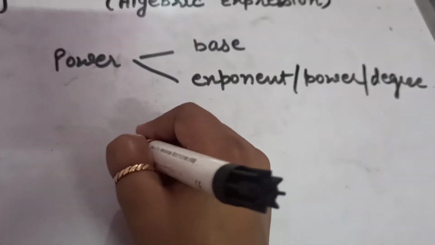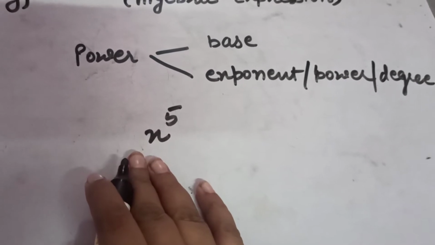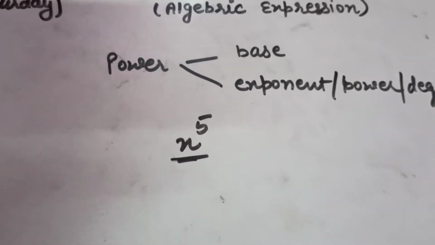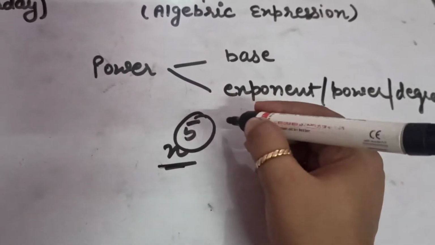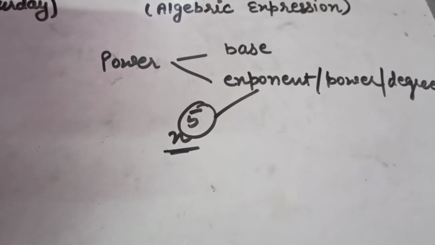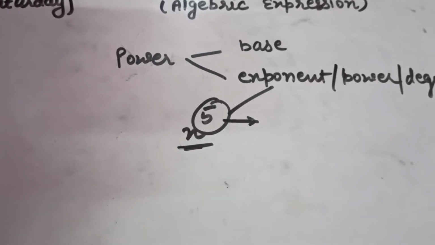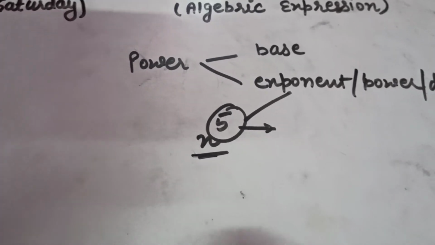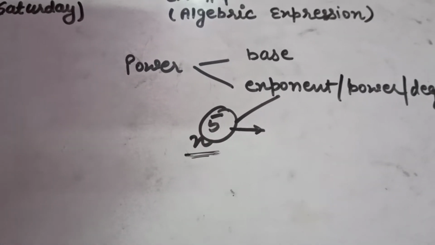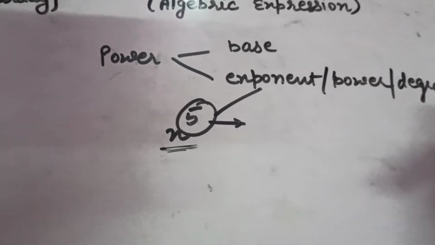What is base? The number on which the power applies is the base. This one is the power, exponent, degree, whatever you want to say. What is this? It means the number of times the base multiplies by itself. Clear? Now this is about yesterday's topic. So let's come to today's one, that is 11.4.